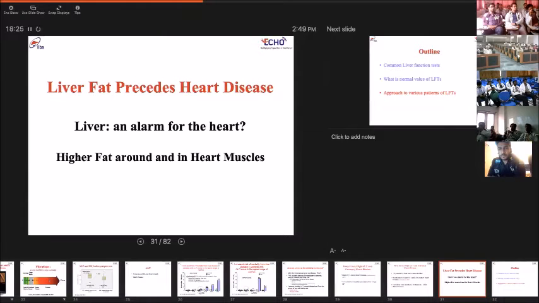And it is basically a dilemma whether the liver fat precedes the heart disease. Fatty liver is usually due to the imbalance between the adiponectin and the leptin level: there's an increase in the leptin level and a decrease in the adiponectin. It predisposes to insulin resistance, hyperinsulinemia, increased endothelial damage, and increased deposition of fat in and around the heart muscle, predisposing to increased cardiovascular mortality.